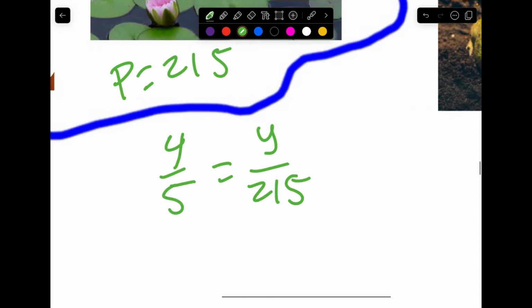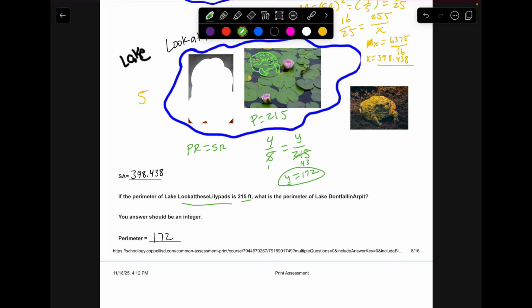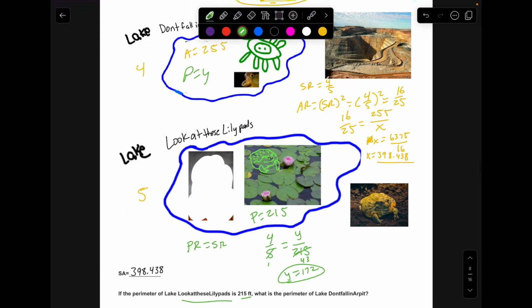And this does reduce. So 5 into 215, that'd be 20, 40, that'd be 43. So Y equals 160 plus 12, it's going to be 172. Cross multiply and solve, but please practice reducing as much as you can. Boom. Perimeter ratio, area ratio, similarity ratio. Really important you understand the differences between all those.